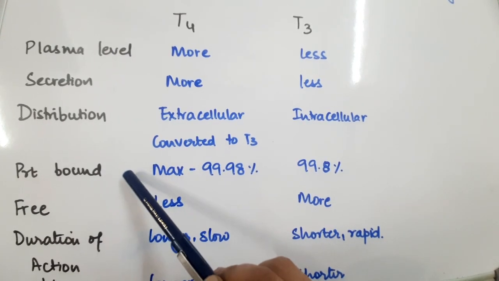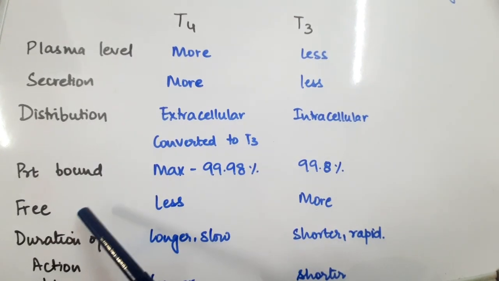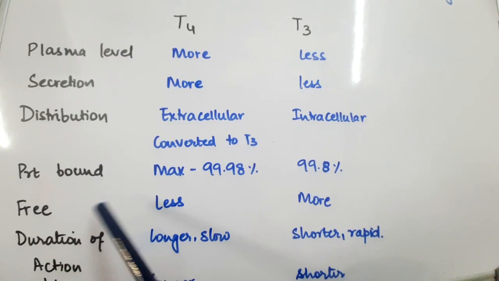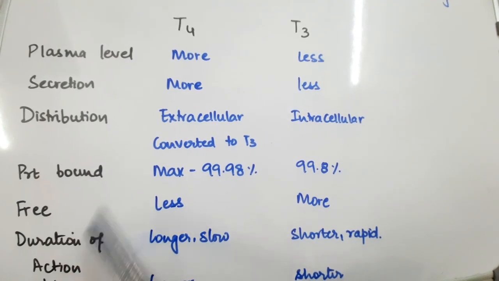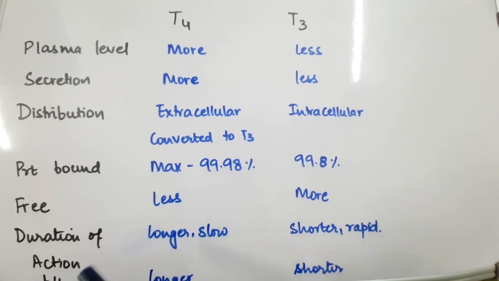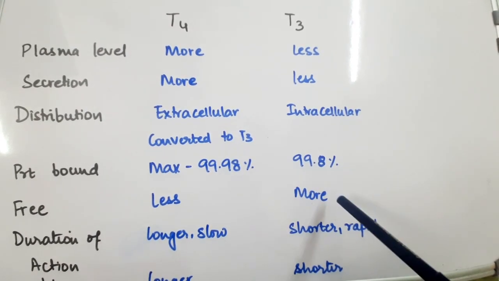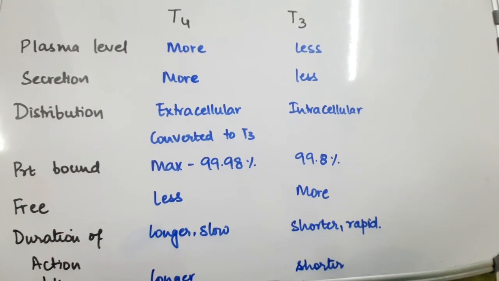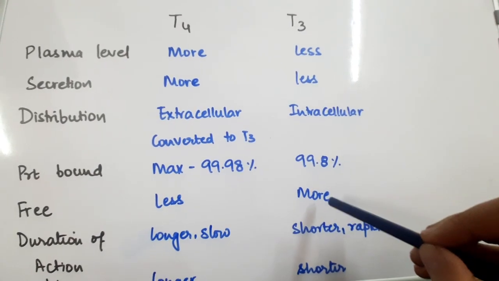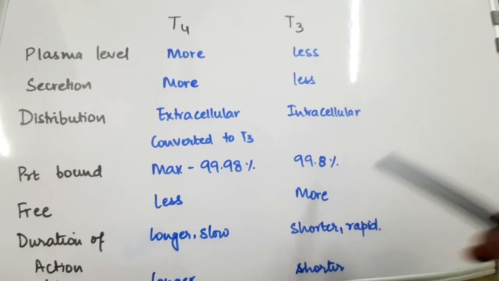So if T4 is maximum protein bound, obviously the free amount will be less. The amount of free hormone will be less in T4 and more in T3. That is why T3 is the more metabolically active hormone and T4 is less metabolically active. That is, it is the active form. T3 is the active form.